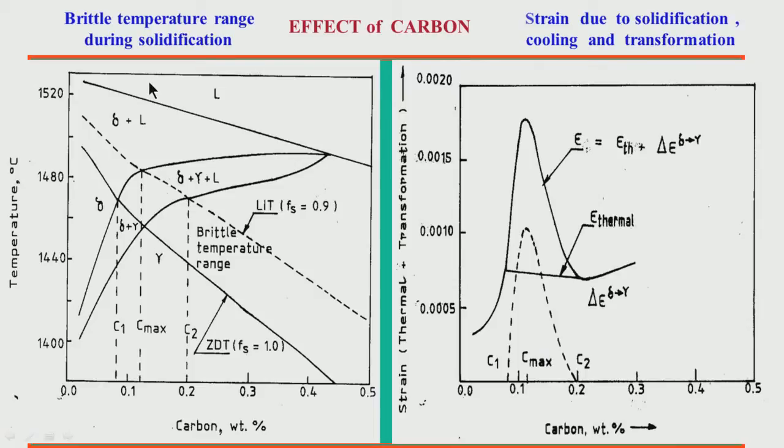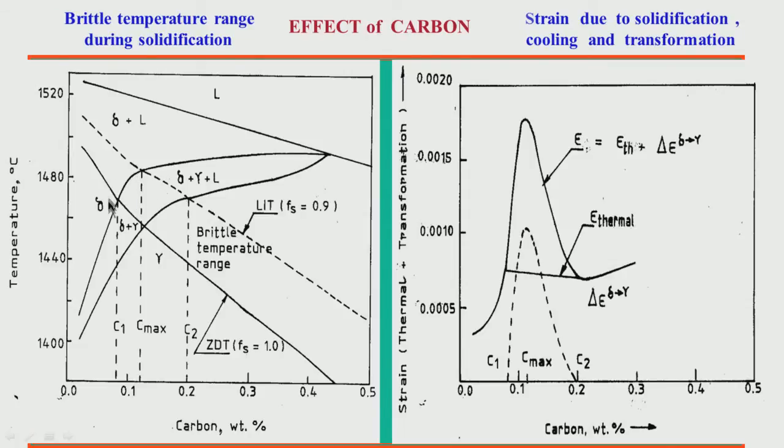Solidification initially again through delta mode, then this is the temperature when gamma transformation is starting, delta to gamma, because of the eutectic temperature, because of the eutectic reaction. So, what is happening is delta to gamma is taking place in the brittle temperature region.